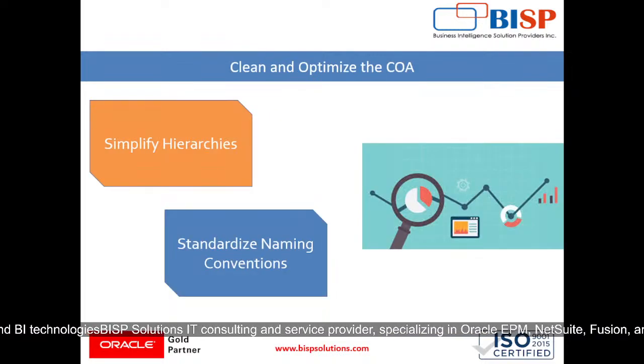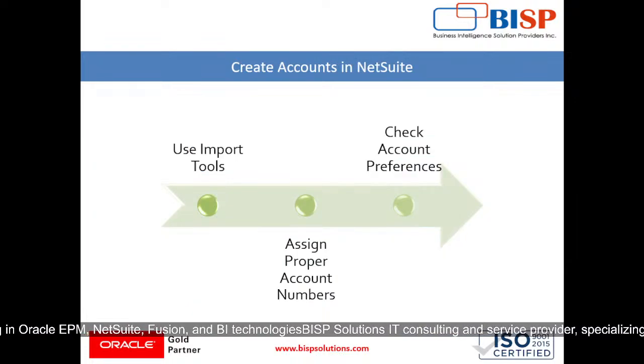Then we will be cleaning and optimizing the COA, which means we will be simplifying the hierarchies we got from QuickBooks, simplifying them for our NetSuite only. Then we will be standardizing naming conventions. Then, how can we create accounts in NetSuite? We will be using import tools in NetSuite.